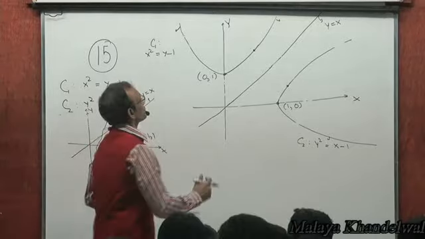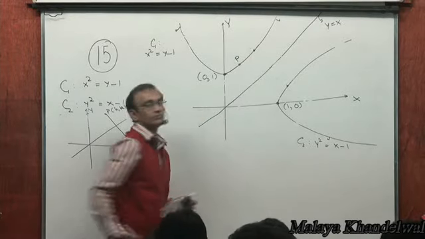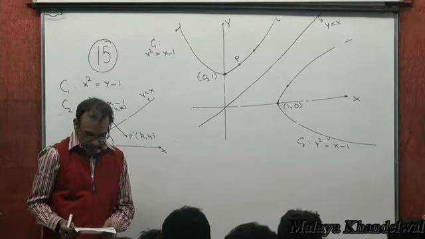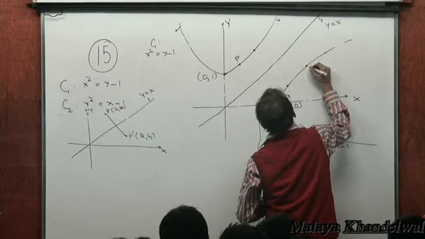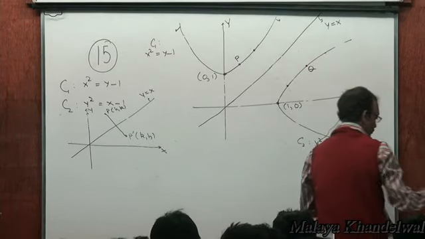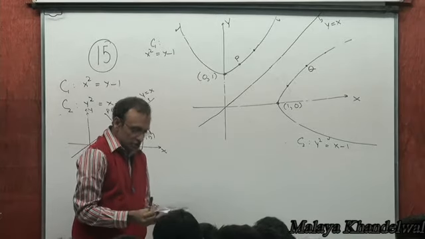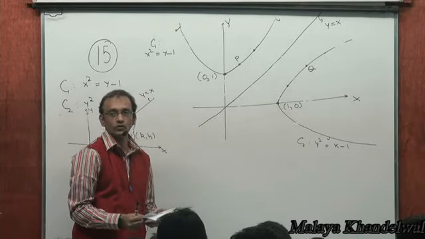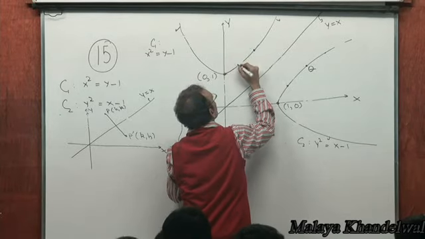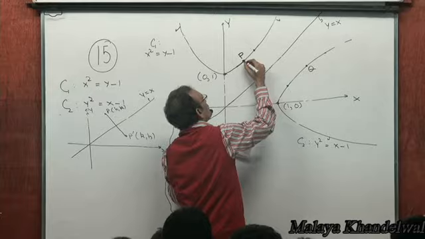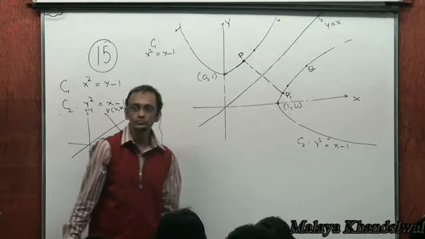Let P be any point on C1, and Q be any point on C2. Let P1 and Q1 be the reflections of P and Q about the line y equal to x. The reflection of P about the line y equal to x must lie on curve 2. P1 must lie on curve 2.